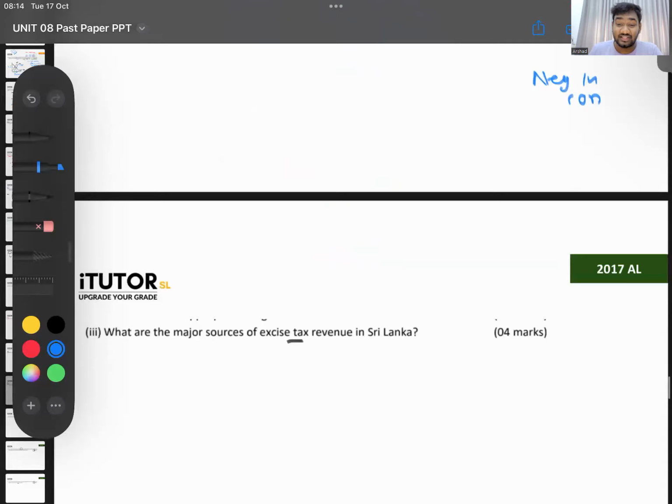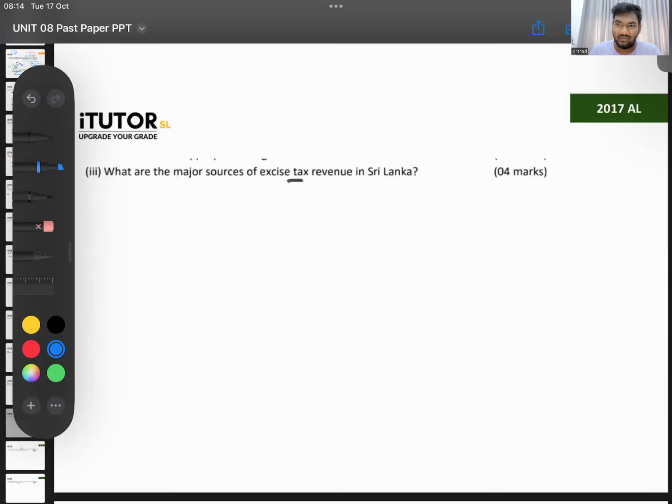Then number 3. What are the major sources of excise revenue in Sri Lanka? Now, what is the excise tax? Excise revenue or excise duty is put to discourage consumption. What kind of things? Where do you have excise duty?